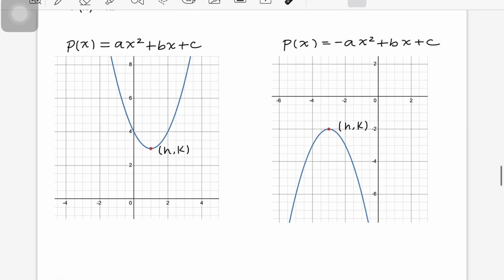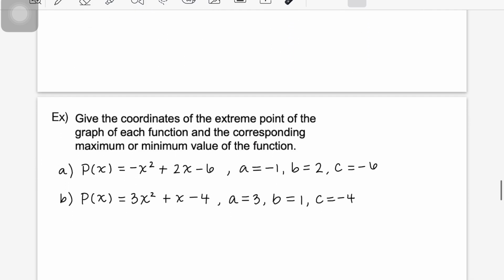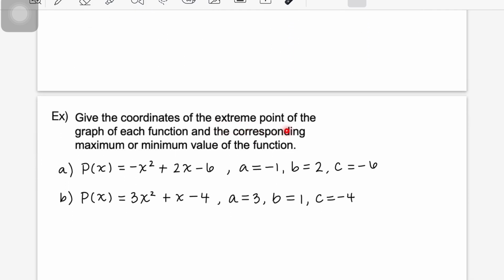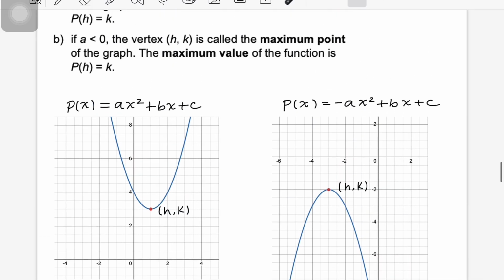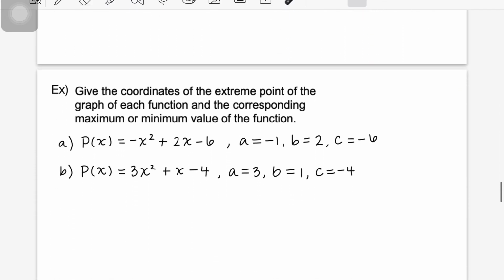Okay. So let's look at these examples here. We want to give the coordinates of the extreme point of the graph of each function and the corresponding maximum or minimum value of the function. So we have this quadratic function, and our a, b, and c are identified here. To find the coordinates of the extreme point, we know that we're going to have to find the vertex. Right? The coordinates of our extreme point are h comma k, which is the vertex.